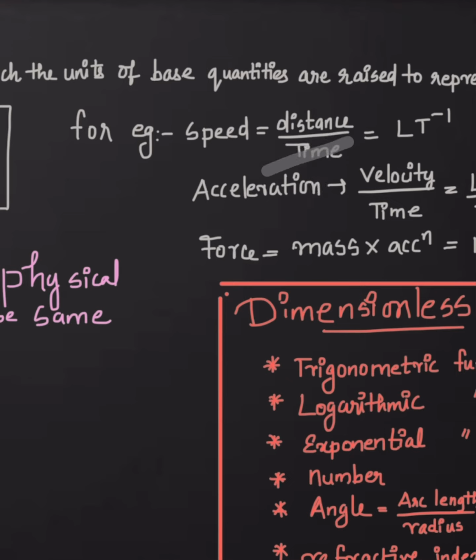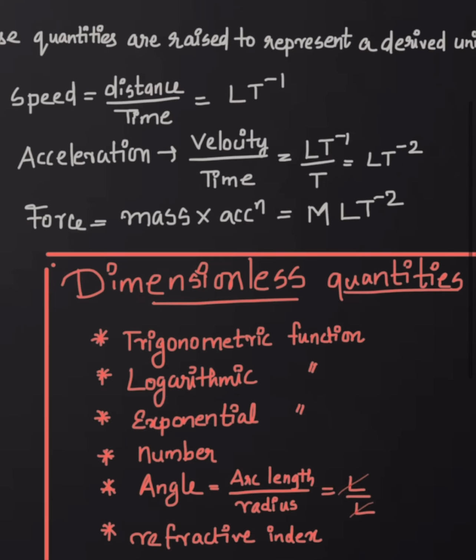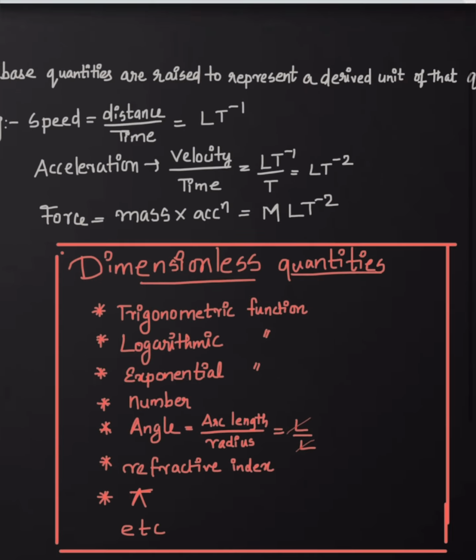L divided by T means T goes to the numerator, so L T raised to minus 1. Acceleration is velocity divided by time. The unit of velocity is L T raised to minus 1, divided by time T, which is L T raised to minus 2. Force is equal to mass into acceleration, so mass M and acceleration L T raised to minus 2 gives M L T raised to minus 2.